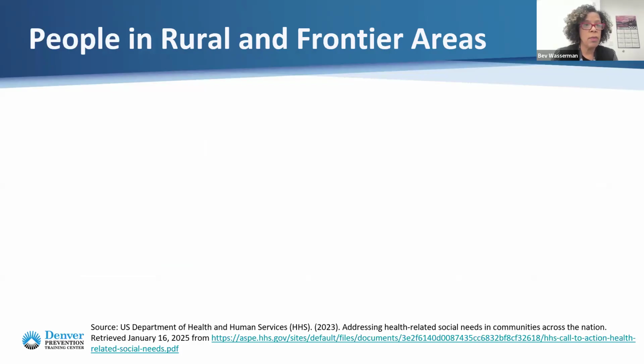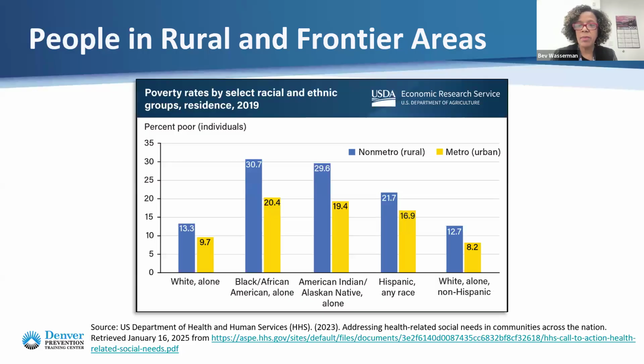So let's move on to people in rural and frontier areas. Again, in the United States, in 2019, 15.4% of people living in non-metro, what we call rural areas, experienced poverty compared to 11.9% in urban areas. Racial and ethnic minorities living in rural and urban areas are more likely to experience poverty, and more likely to experience poverty in rural areas compared to urban areas.